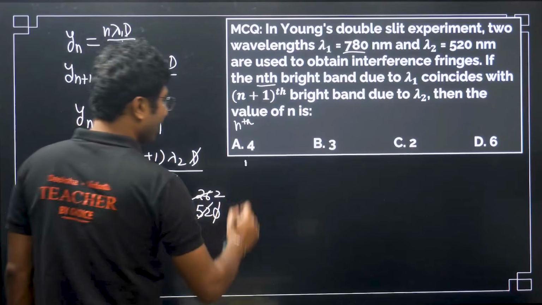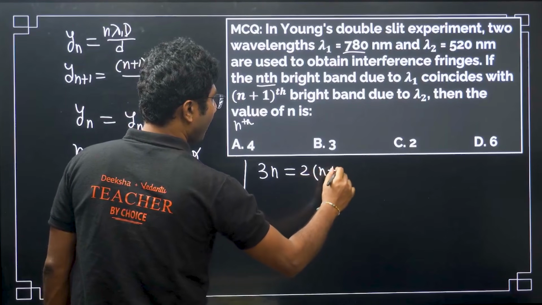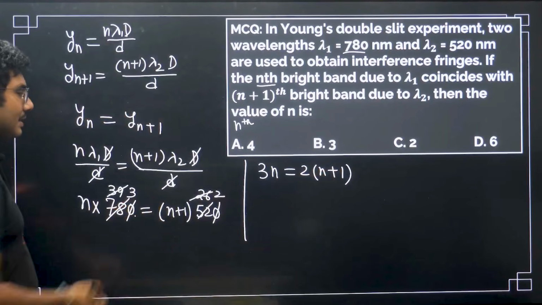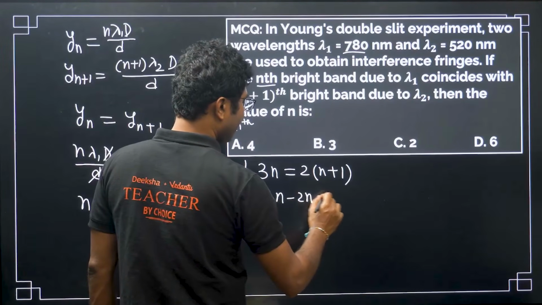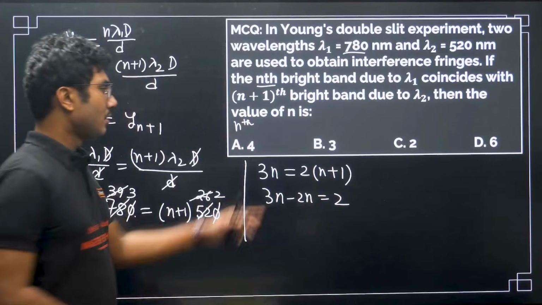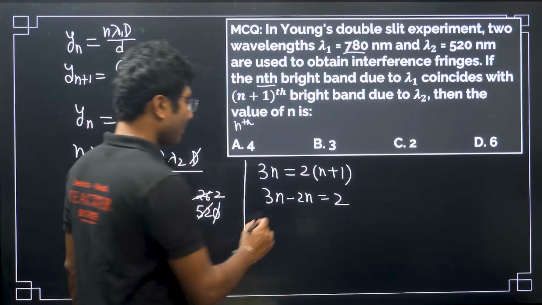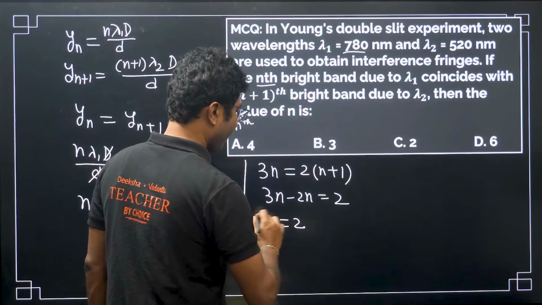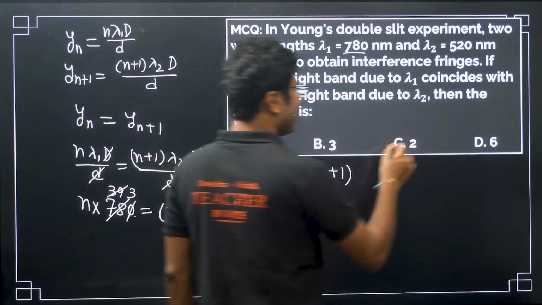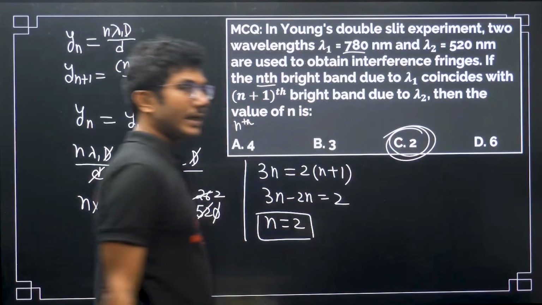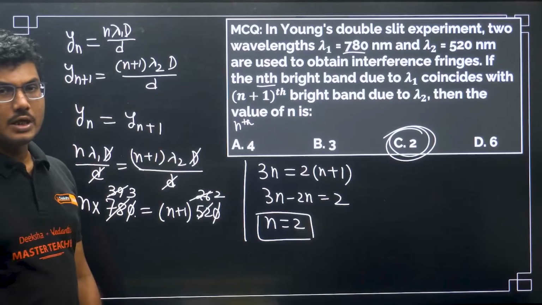So, what we got? We got 3n equals 2 into (n plus 1), right. Just cancel it, or 3n minus 2n equals 2. So, just break the bracket and bring the 2n on the left hand side. From here we get n equals 2. So, for the second order of the interference pattern, they will be coinciding, right. So, n value must be equal to 2. Correct answer is option C.